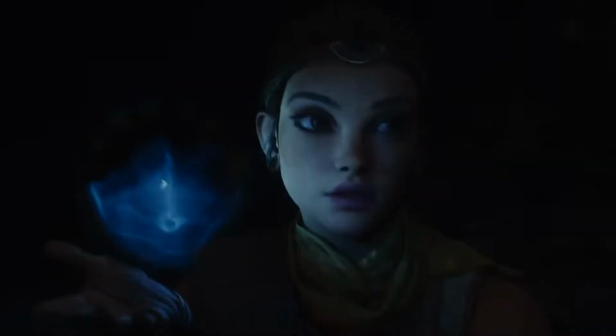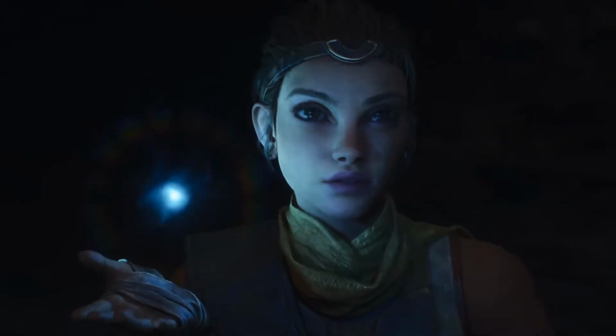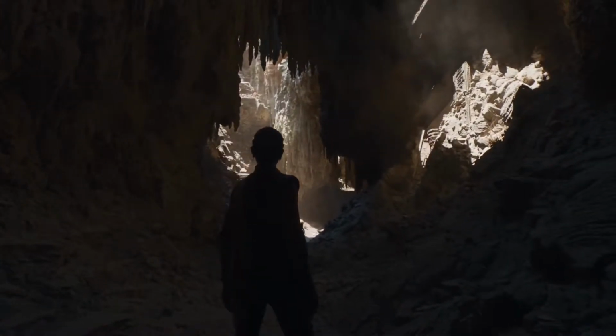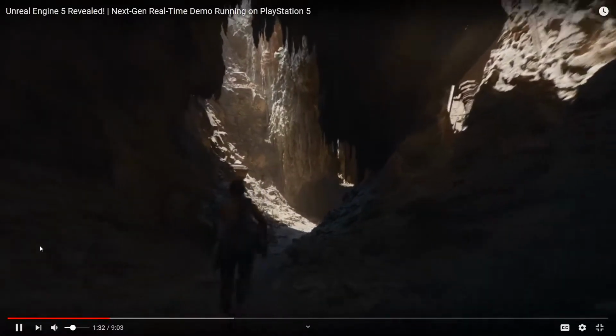Here is the future of Unreal Engine running live on a PlayStation 5. Awesome, let's take a look at it. This has to be the right way. Looks like Tomb Raider.